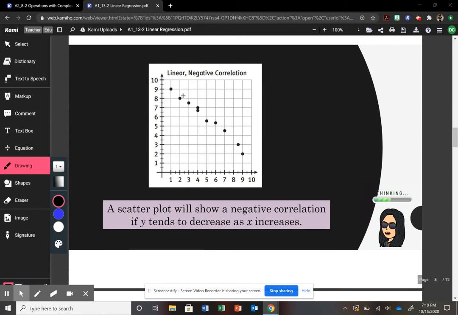Right here is a negative correlation, and this is a strong negative correlation. This scatter plot will show a negative correlation if y tends to decrease as x increases. So as we travel along our independent variable, our x-axis, as we increase here, we notice that our y is decreasing.